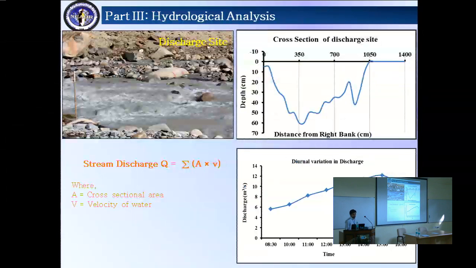And third part, hydrological analysis. To measure the stream flow and stream discharge of that area, we measured the velocity in the center part, right part, and left bank of the river. After that, we multiplied it with the cross-sectional area. We found the discharge varied from morning to evening, and the highest discharge was 12 meter cube per second.